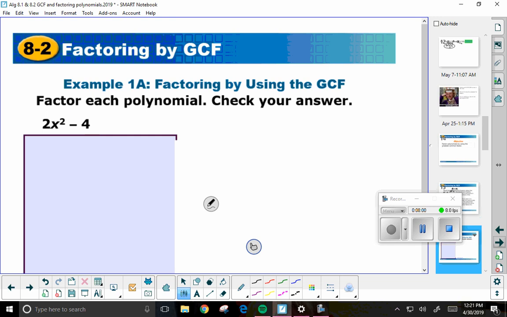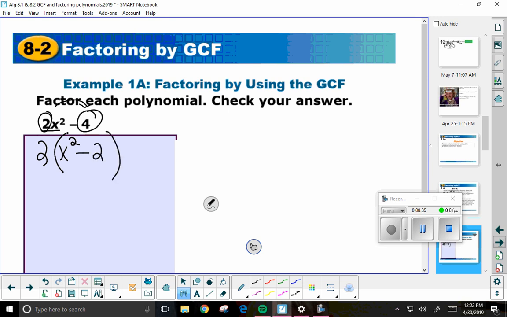So for example, we're going to be looking for the greatest common factor of 2x squared and negative 4. So first I'm just going to look right here. I see that that's a 2 and that's a negative 4. So the biggest number that goes into both of those is 2. What would I multiply 2 by to get 2x squared? I would multiply it by x squared. What would I multiply 2 by to get negative 4? I would get a negative 2.